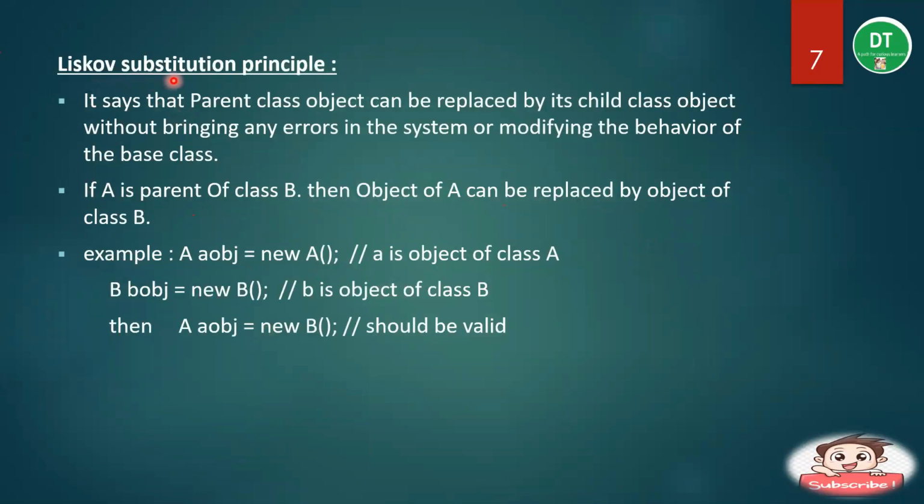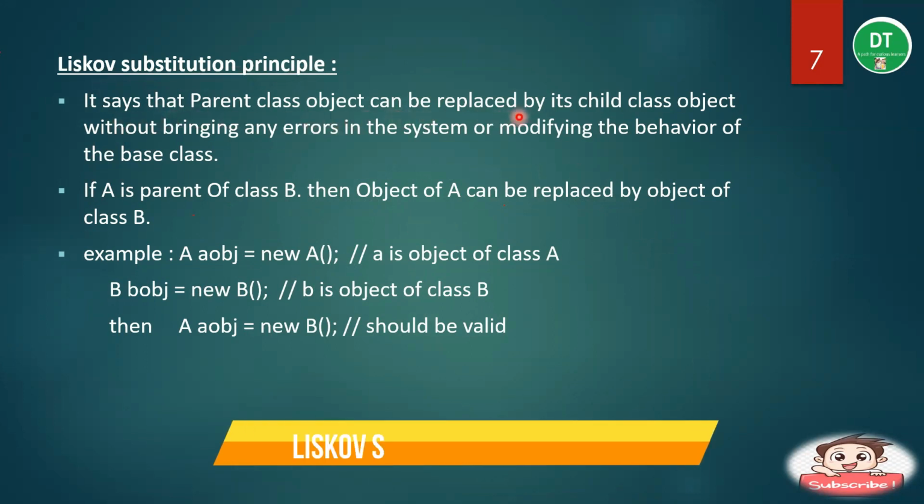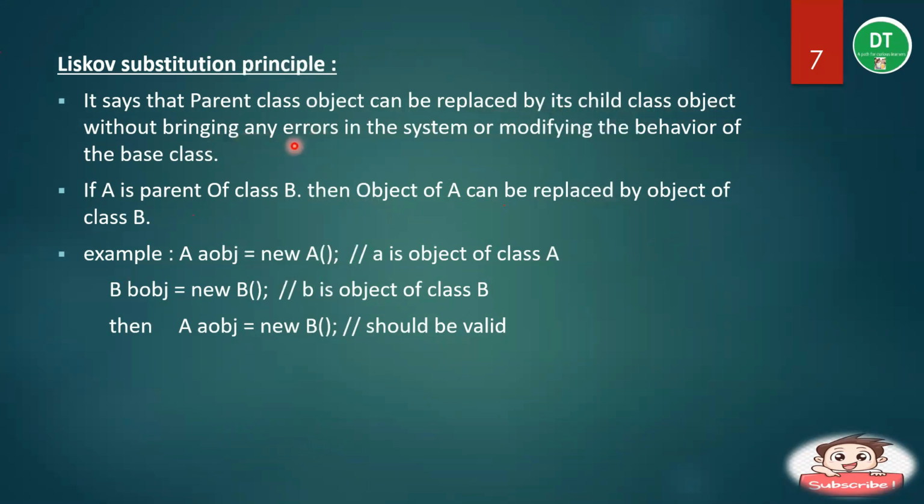Another one is the Liskov substitution principle. It says that a parent class object can be replaced by a child class object without bringing any errors in the system or modifying the behavior of the base class. If A is the parent of class B, then an object of A can be replaced by an object of class B.